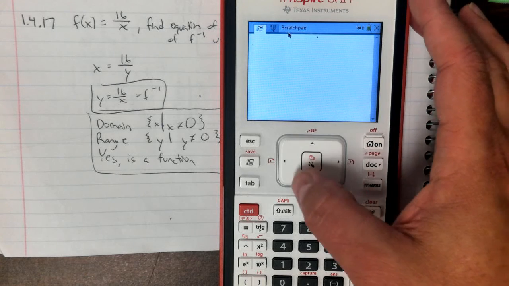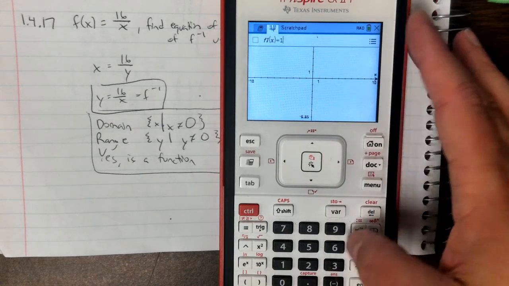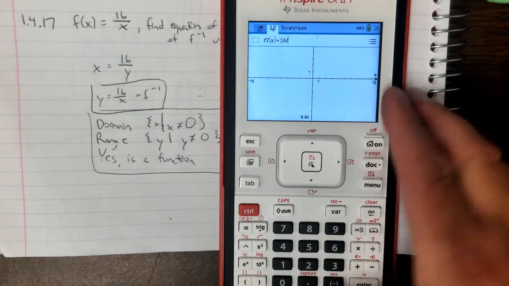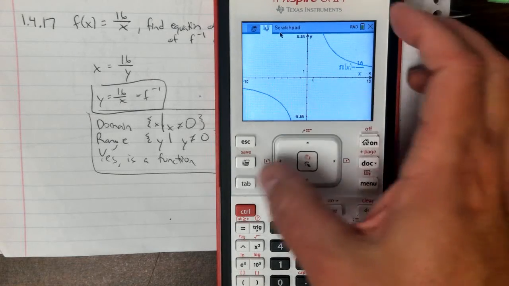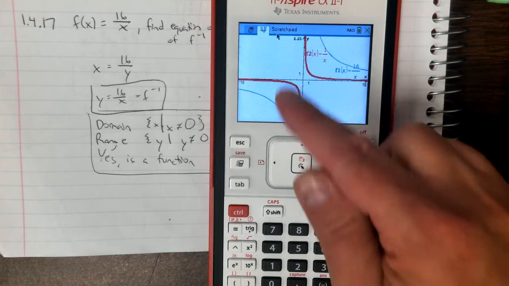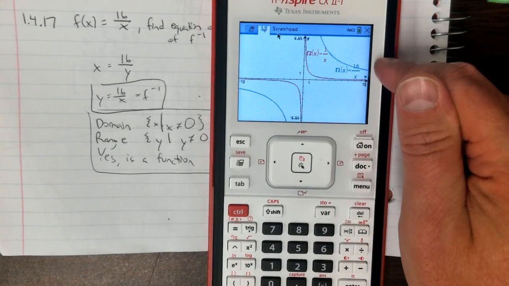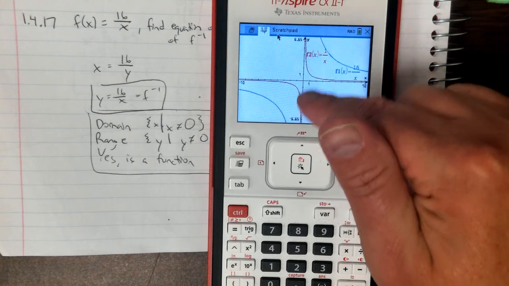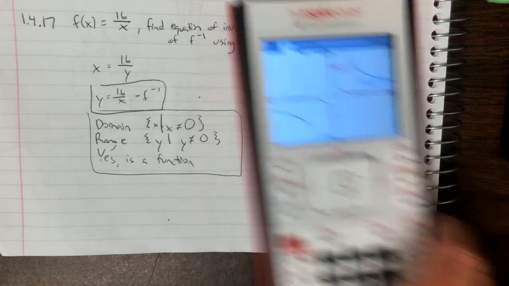Okay, I want to go to my graph. And I put 16 divided by x. So it looks like that. Now just regular 1 over x would look like this, which is closer to the axis. 16 just brought it out. But it still has a vertical asymptote at x equals 0 and a horizontal at y equals 0.